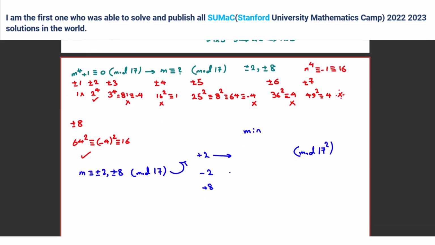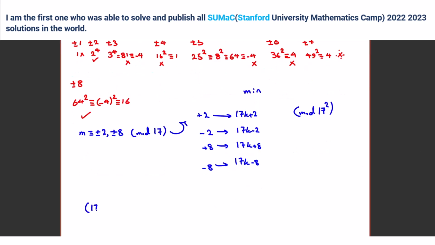Yeah. I set m equals 17k plus 2. Then I used the binomial theorem to get the term that's not divisible by 289. There's 17k plus 8, 17k minus 8. For 17k plus 2, 17k plus 2 to the 4th is congruent to negative 1 mod 17 squared, agreed. But you don't have to write it. Okay, so you should find it is what? Yeah, k is 9. I found it.